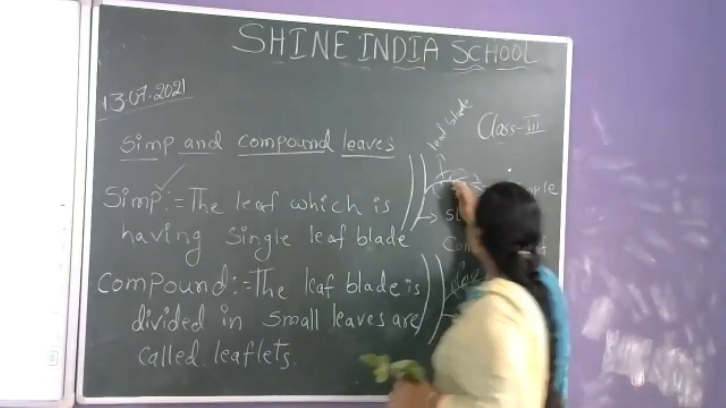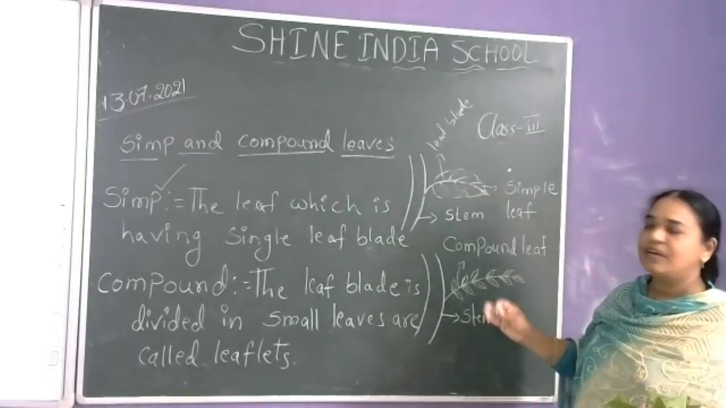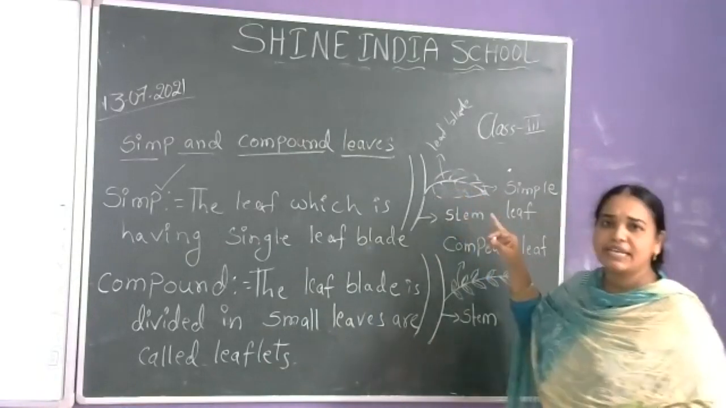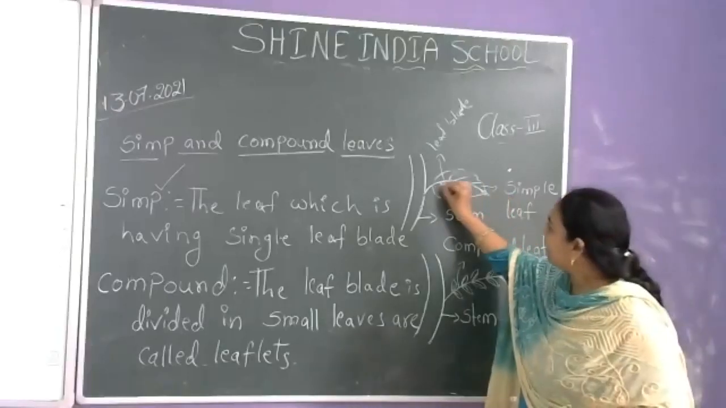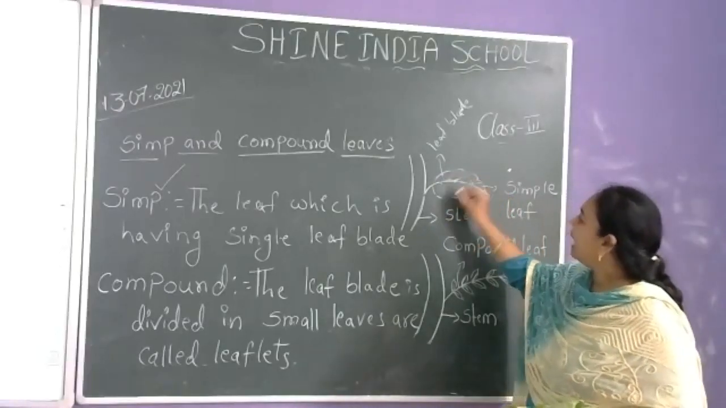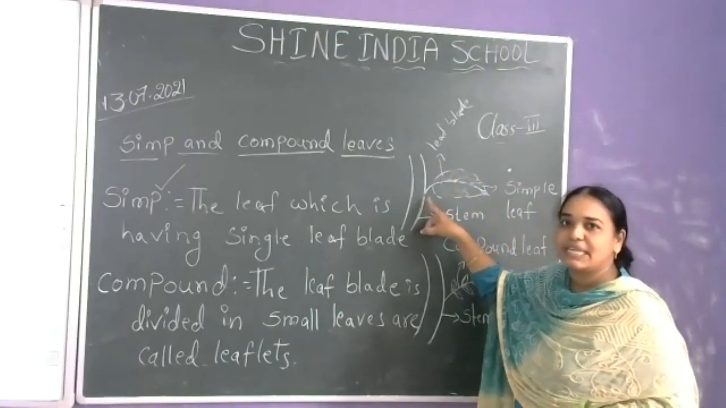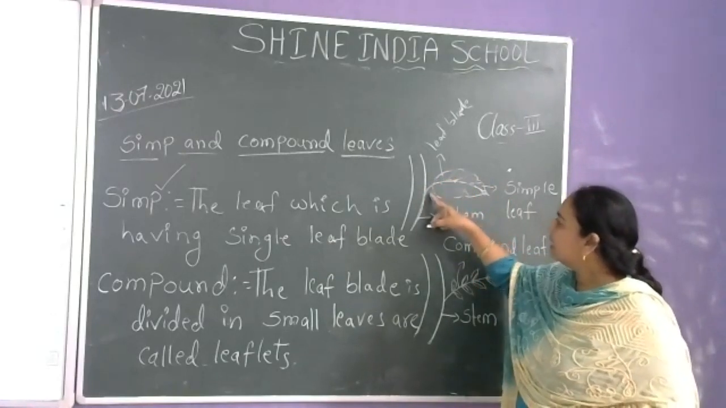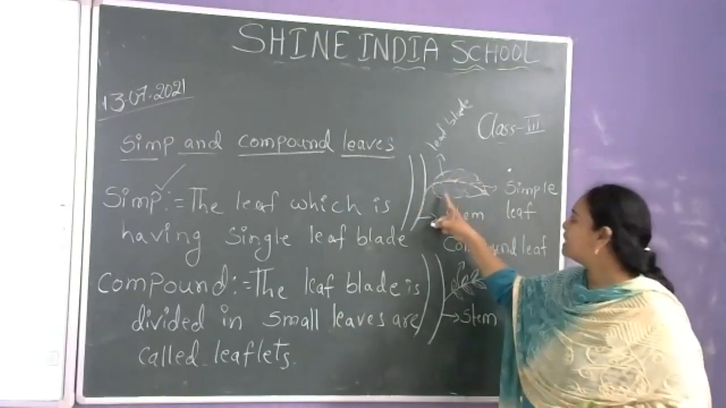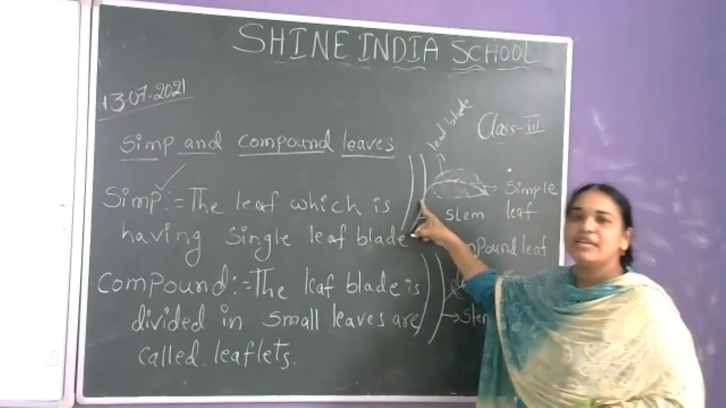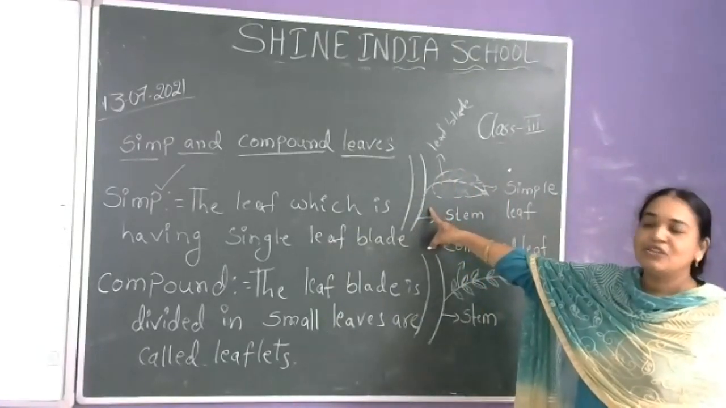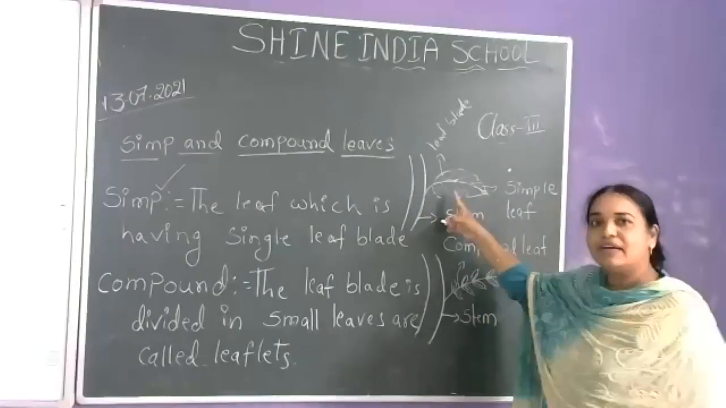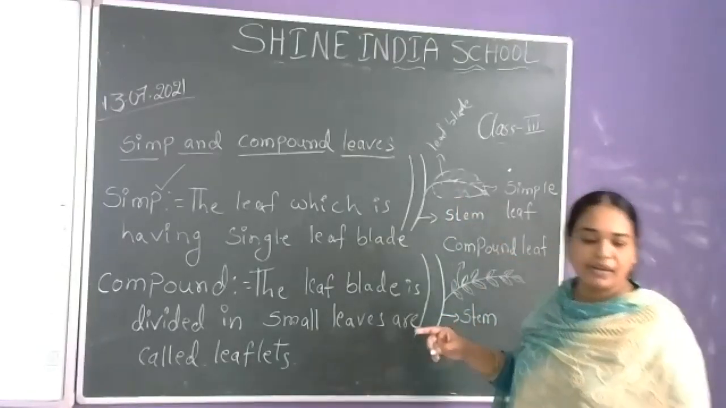This is only one leaf. Yes or no? I draw one leaf here. It is one leaf and it is directly attached to the stem of the plant. It is the stalk. The stalk is directly attached to this leaf and to the stem of the plant. So that is called a simple leaf. Only one leaf is there. Are you getting it?